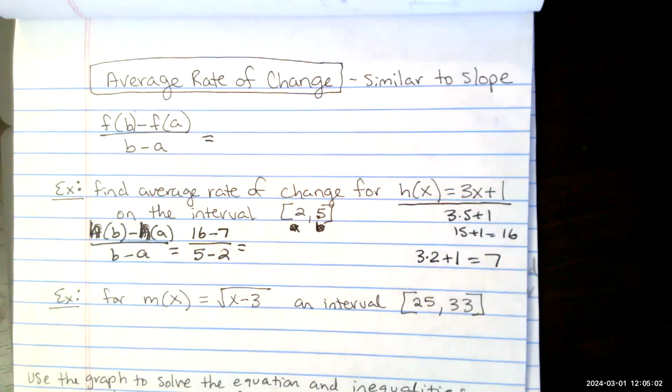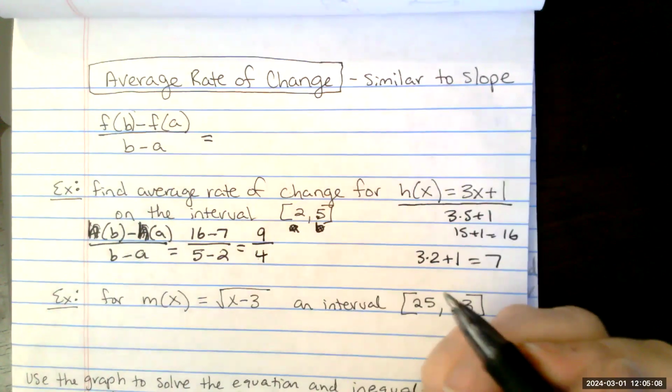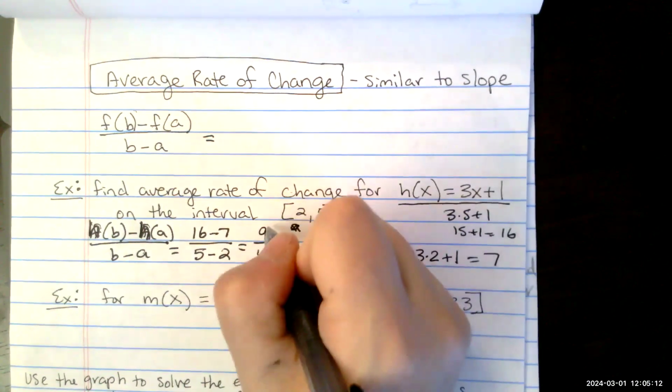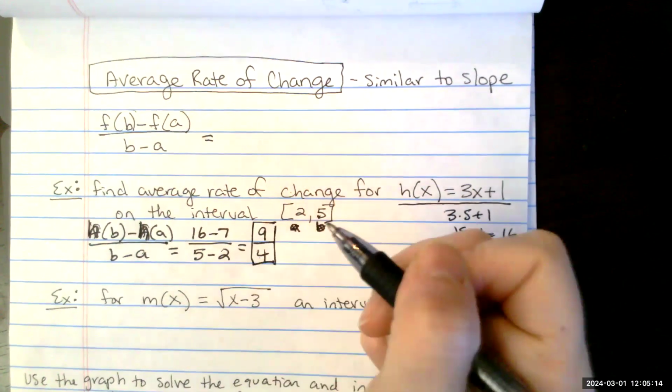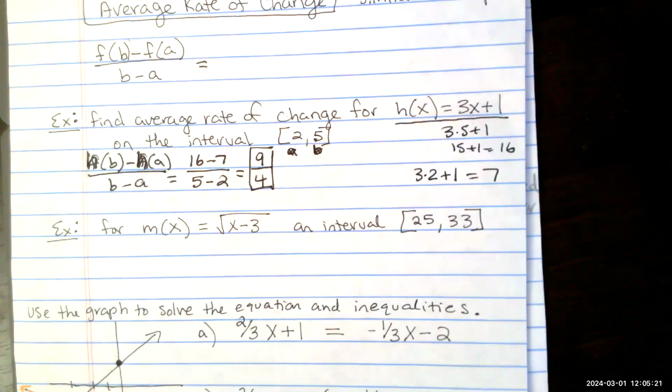So I need to subtract on top and subtract on the bottom. I get a 9 on top, and I get a 4 on the bottom. I don't remember what form they'd want, but if they're okay with a fraction, you could stop there. If not, you could put that in your calculator and give them a decimal. Okay, so let's try it again.